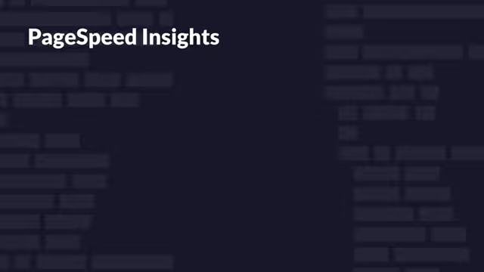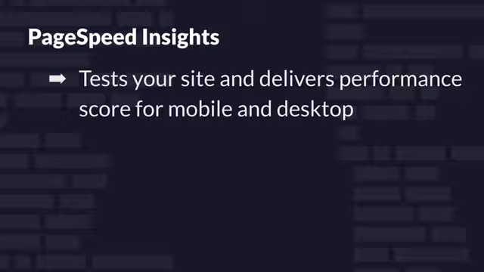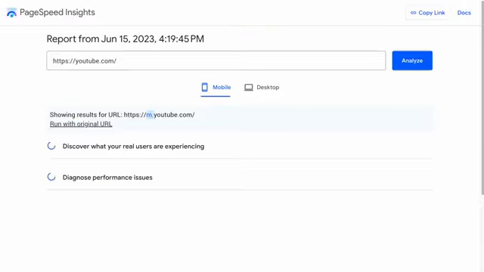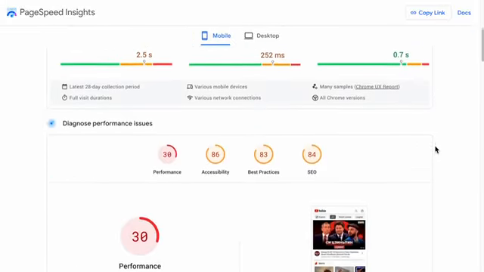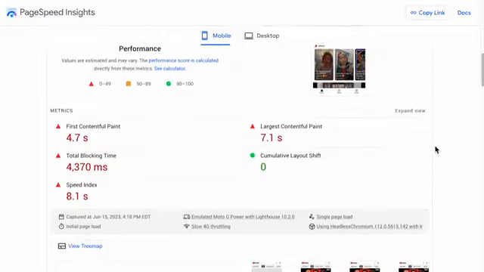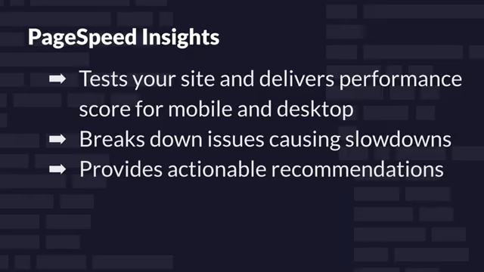PageSpeed Insights is an online tool that tests your site and then delivers a score for both mobile devices and desktop computers. You'll see a score and a breakdown of the metrics used to determine your site performance. PSI, that's PageSpeed Insights, will also provide a breakdown of the issues causing any slowdowns to the performance of your site. Recommendations are provided on actions you can take to improve performance. PSI uses simulations and real-world data when available to provide its scores.